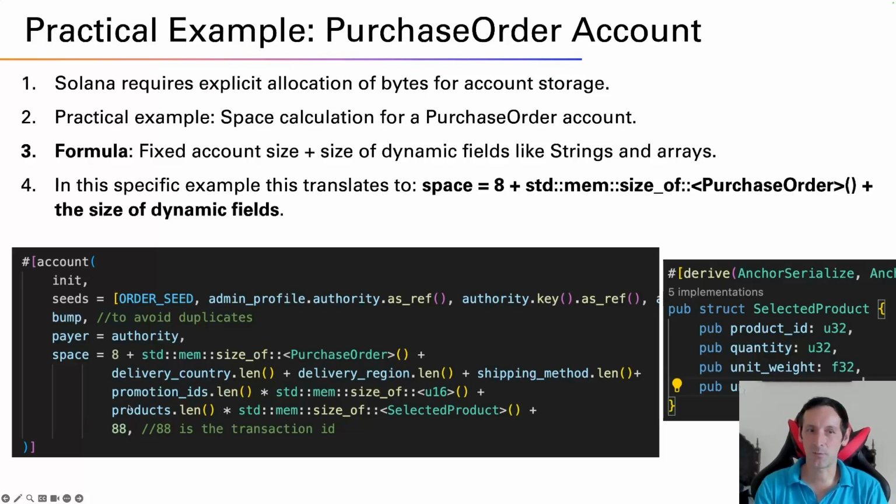It also doesn't account for the arrays of dynamic size. Promotion IDs is one example of that. So again, what I'm doing here is: how many elements does the array have? And then times, in this case, it's an array of 2-byte integers, so that's why I'm multiplying that by the size of U16. And then I have another array here.